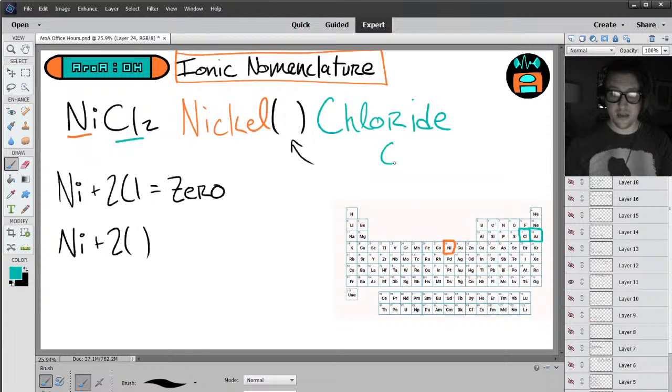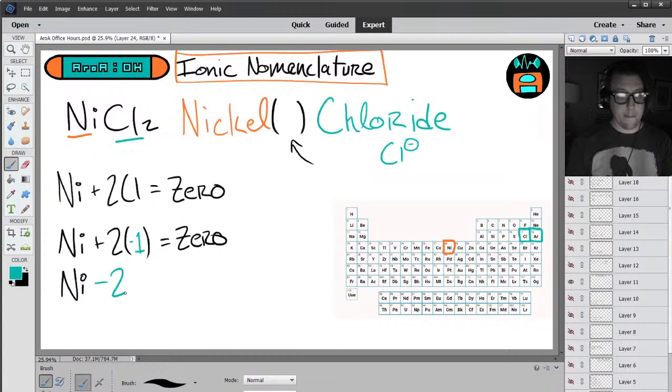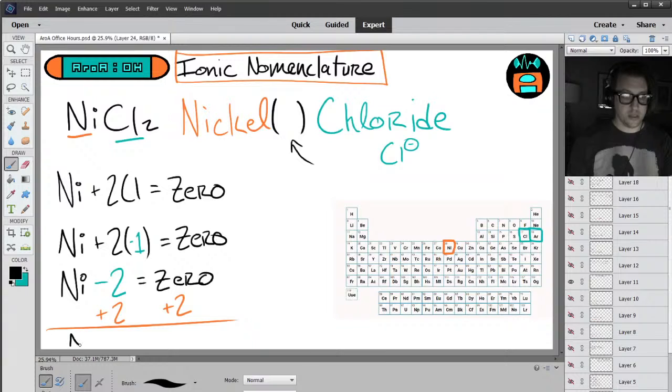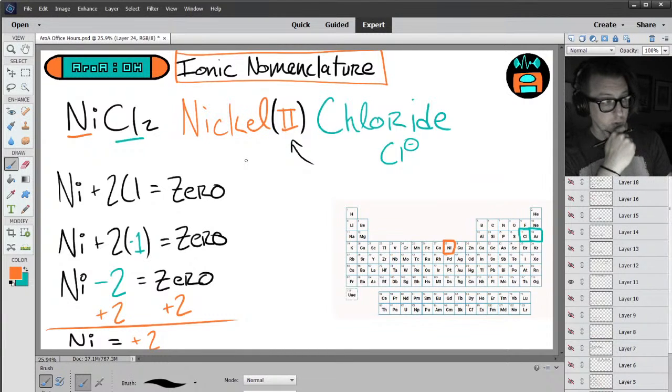It's got 17 electrons. Its nearest noble gas has 18. So chloride has a charge of -1. So we plug in -1 for chloride, and this equals 0. So if the charge on nickel, -2 equals 0, then we can solve for the charge on nickel by adding 2 to both sides of this equation. So the charge on nickel in this compound is positive 2. So this is nickel 2 chloride.